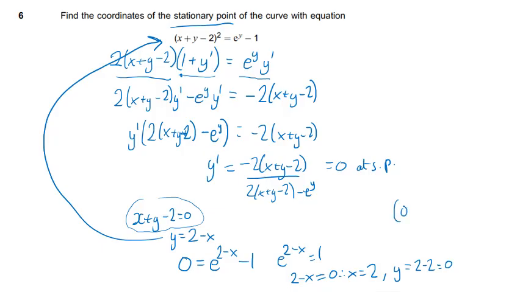Okay, so there we are. There's a stationary point at x is 0. The wrong way around. x is 2, y is 0.